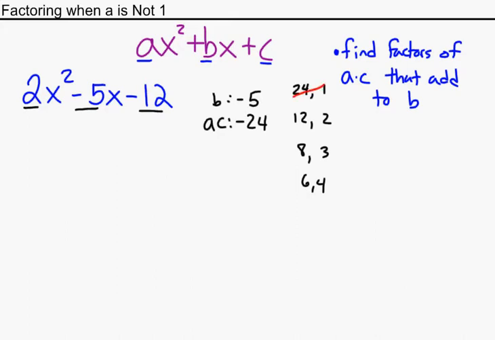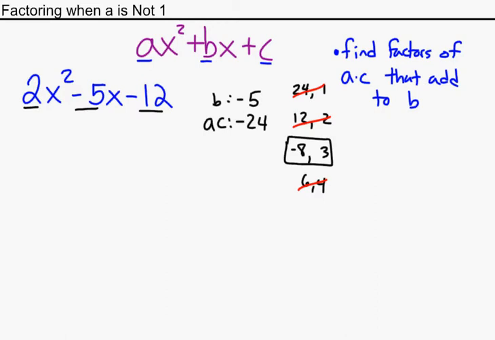So I can't do that with a 24 and 1. Can't do that with a 12 and 2. Or a 6 and 4. So I'm left with 8 and 3. And in order to get a negative with the 5, the bigger number, or the 8, has to be negative. So those are my two numbers right there, -8 and 3.